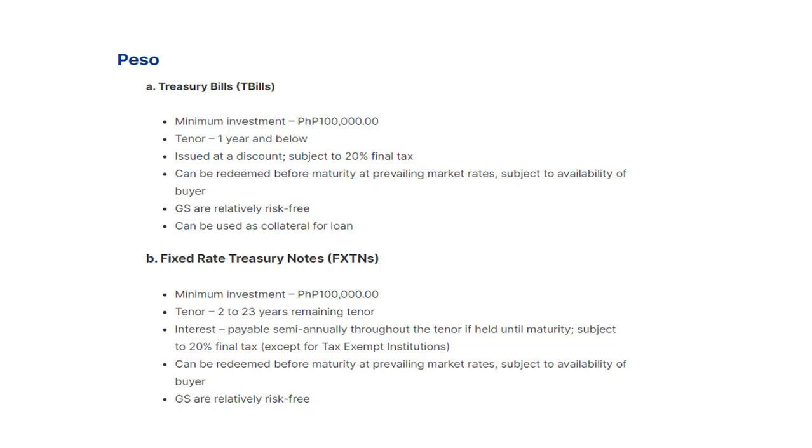Another example is fixed rate treasury notes. The minimum investment is 100,000 again. It has a tenure of 2 to 20 years remaining tenure. Interest is 20%.